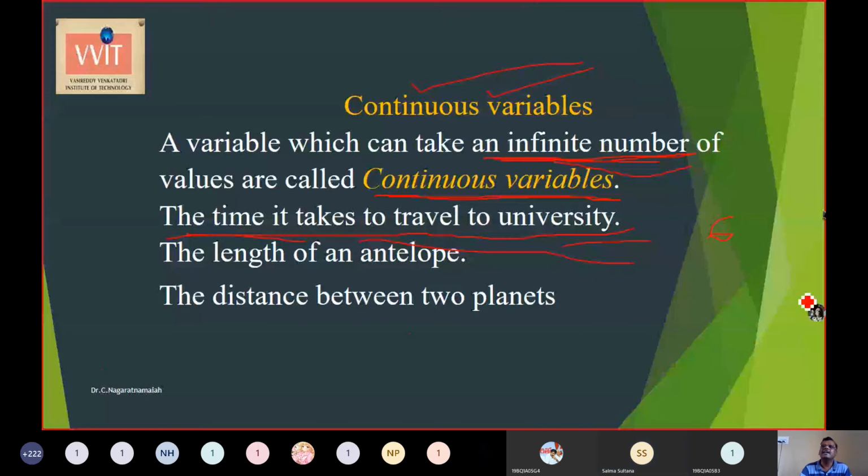That means it may take 6 or 7 hours. One person says I reached Kakinada within 7 hours, or another may take 8 hours. Depending on the situation or traveling mode, a person can reach from one place to another. It is a phenomenon known as a continuous variable. The length of an antelope is also a continuous variable.